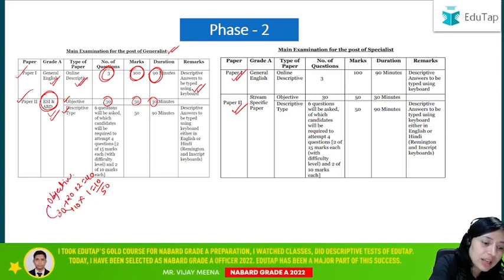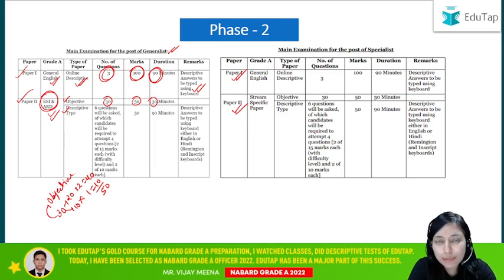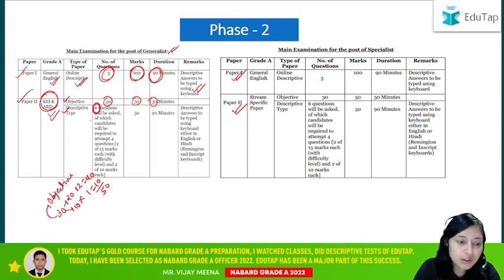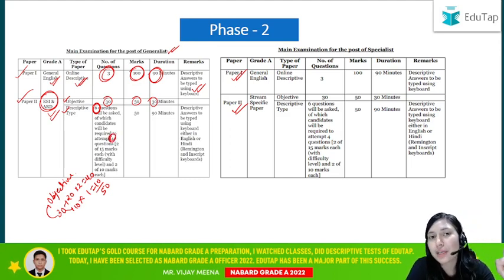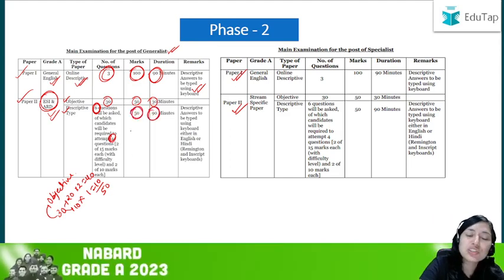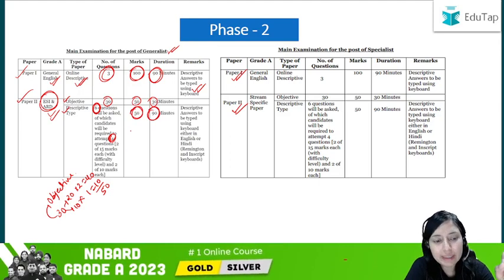Clear? Now talking about the descriptive type of questions, in descriptive you will be given 6 questions, out of which you have to attempt 4. These will be of 50 marks, and the time duration allotted to you will be 90 minutes again.